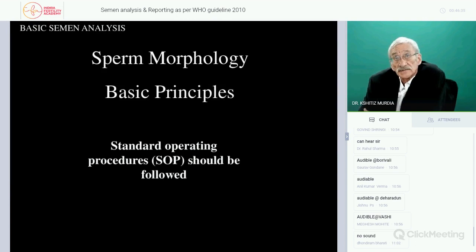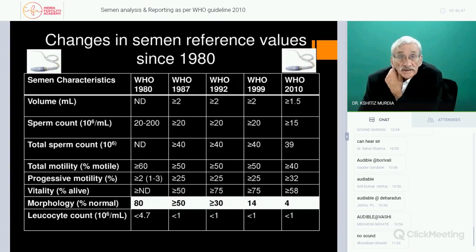So the basic principle of morphology is to have a standard operating procedure in your lab instruction manual. How should we do it? If we look at how this changed over the years, just on morphology, from 80% in 1980 to 4% in 2010. And you can see 50%, 30%, 14%, and 4%. It's a dramatic change in the morphology values of patients over the years.